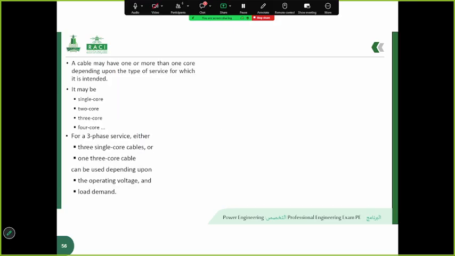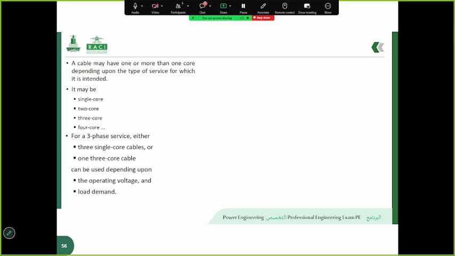So this slide explained that underground cables can be designed with different numbers of cores depending on the service requirement. A cable may be single core, two core, three core, or four core, and so on. The number of cores is selected based on the type of electrical system and the nature of the load being supplied. This slide explains cable selection for three-phase systems.